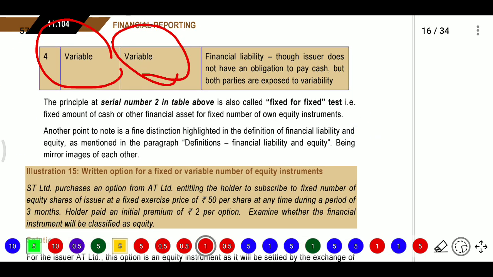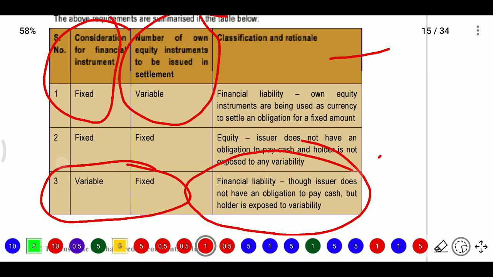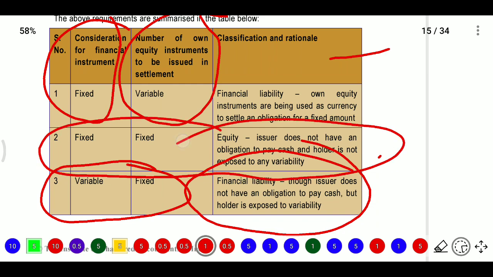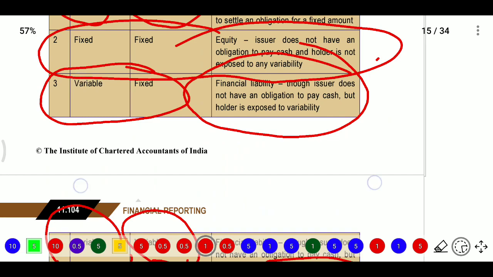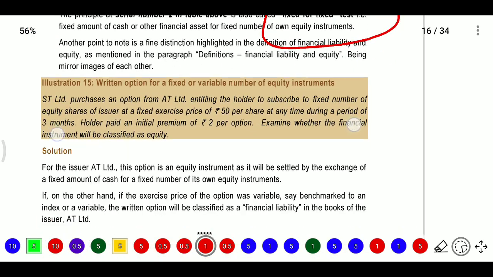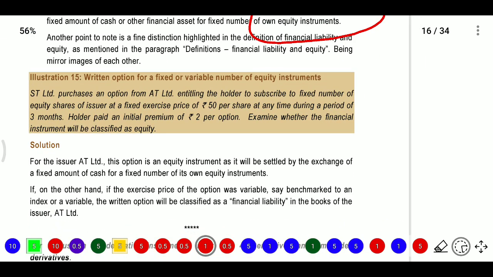Now in the second case, the fixed for fixed test: a fixed amount of cash or other financial assets for a fixed number of own equity settlement. When the fixed to fixed case is there, then it will become equity; otherwise it will become a financial liability. That is the case. And after that, written options for a fixed or variable number of equity shares.